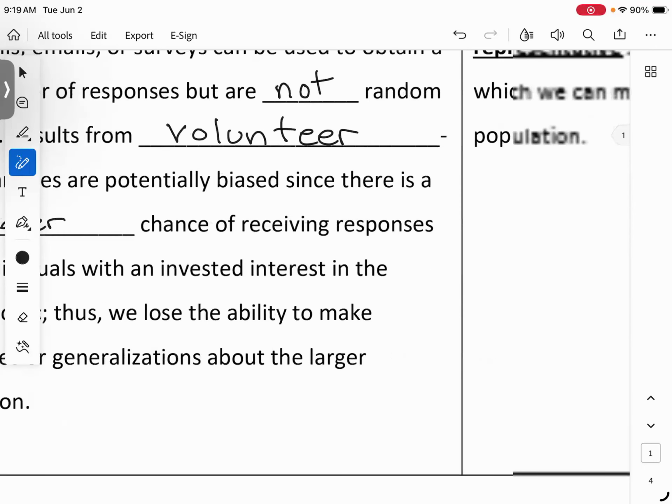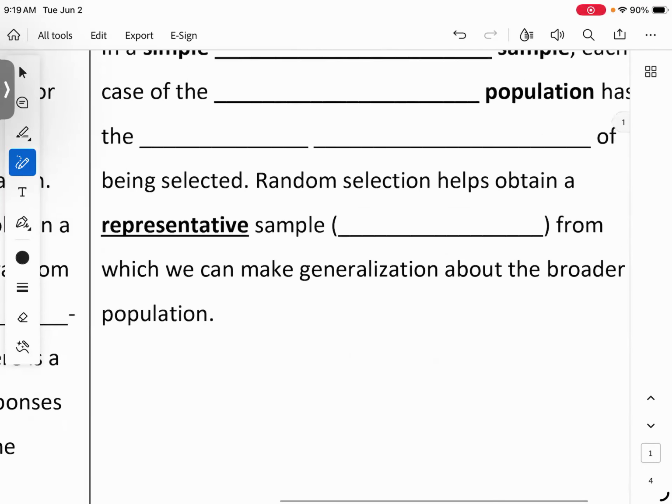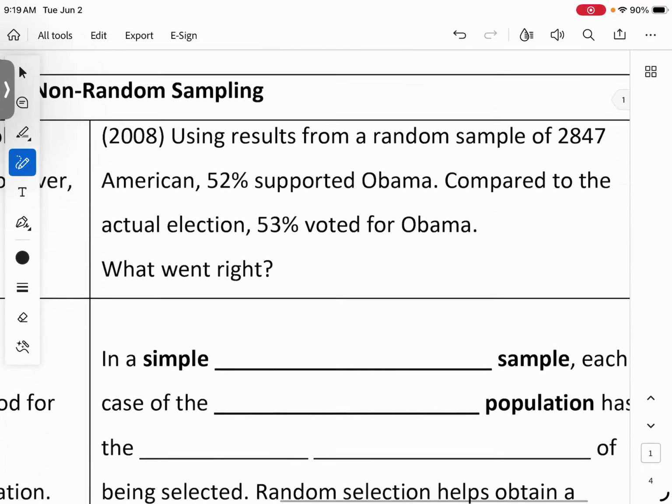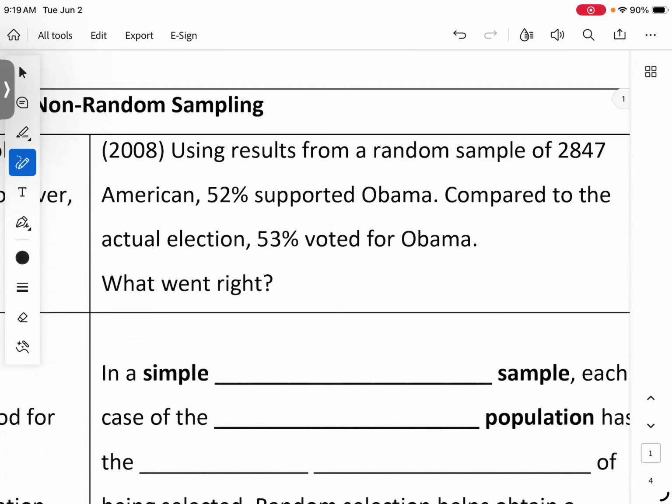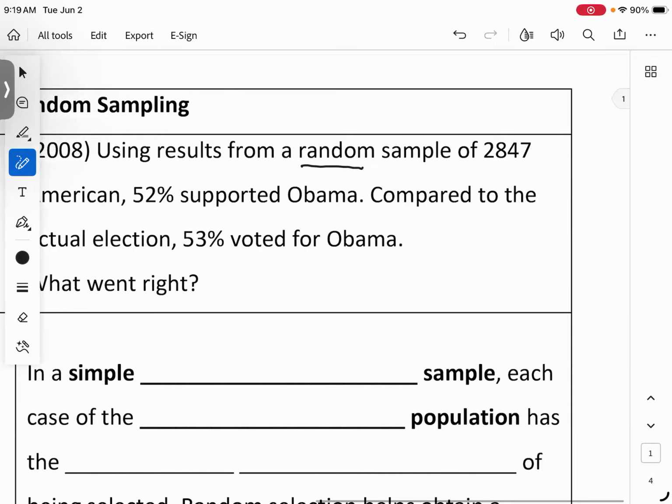So volunteer-based or large mass polls that are not random are not the best way to go if you're trying to get good representation, a good mixture of the population. To contrast that, in 2008, a more recent study was when Obama, and I believe it was Obama versus Romney, they did a sample, but the key word, the word of all words for this lesson, is the word random. It was not a large number of people. Think about the millions of people who vote. They only did 2,847, right?